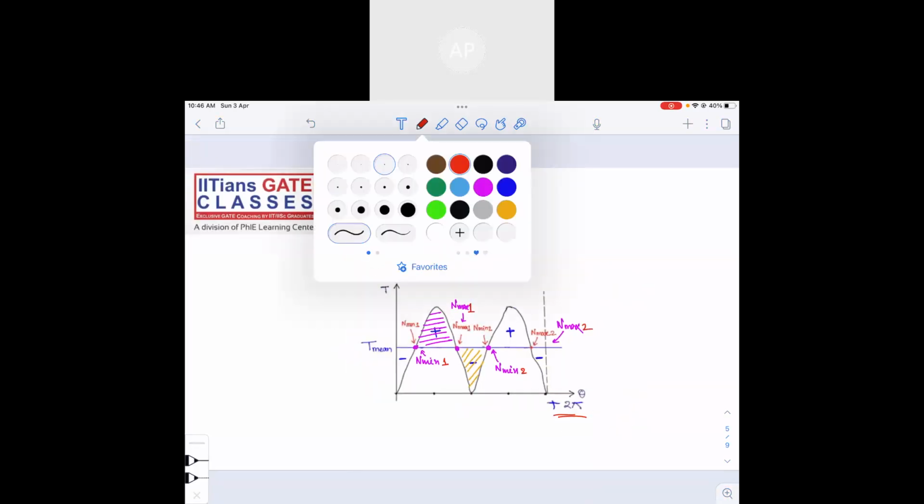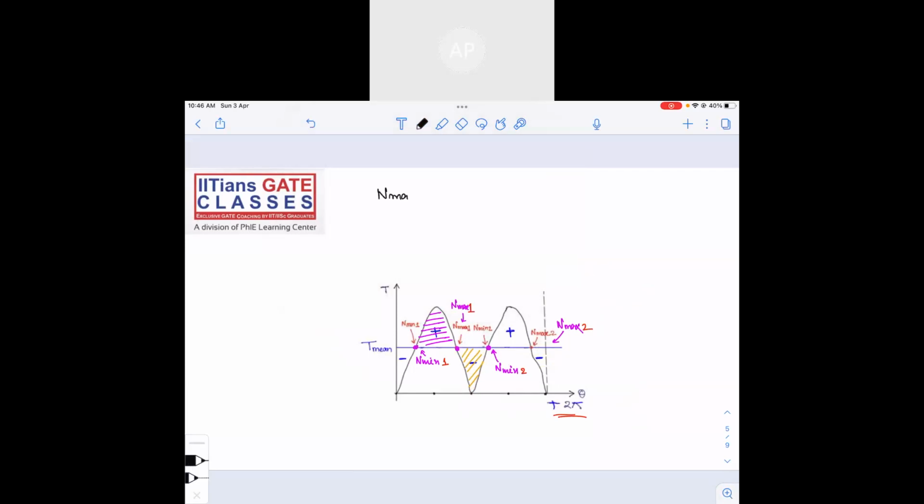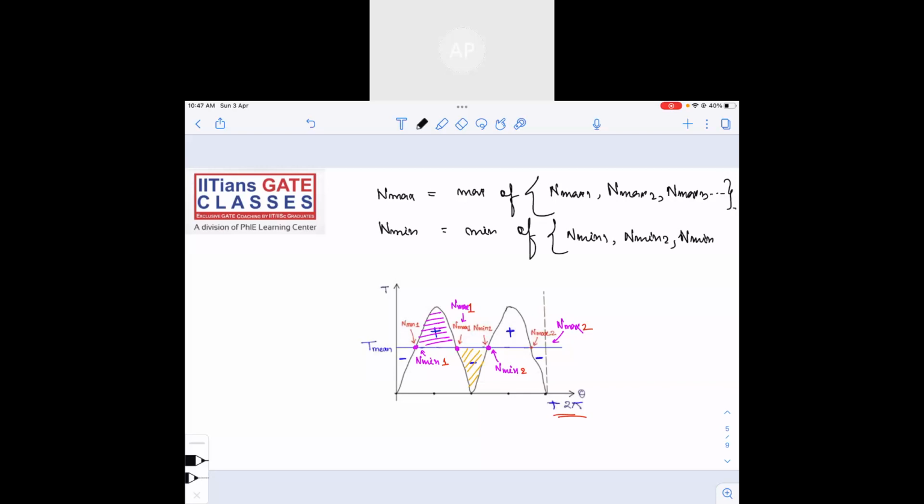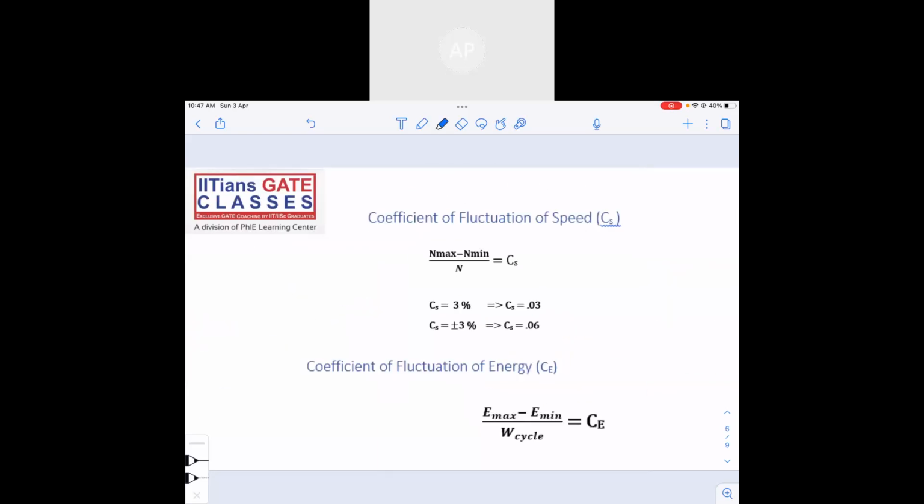So what I consider here is, what is the maximum? N max I will consider is the maximum of all the maximums: N max 1, N max 2, N max 3, and it goes on. And what is the minimum of all? The minimum of N min 1, N min 2, N min 3, and so on. This will go on. Right now what I have is two terms, that is the maximum of all the speed and the minimum of all the speed. This will be required. Why?